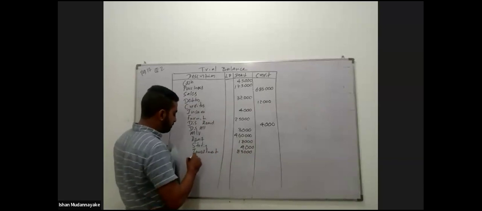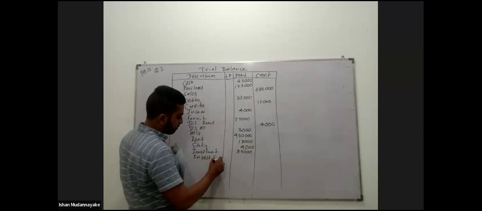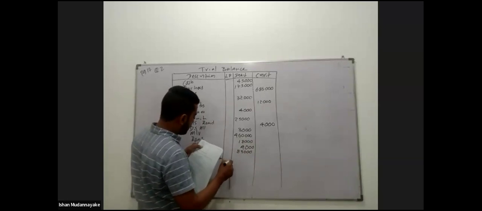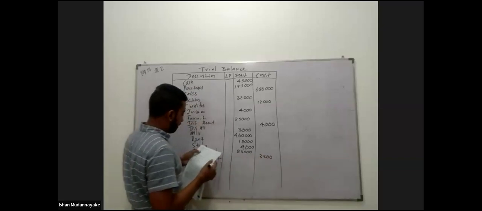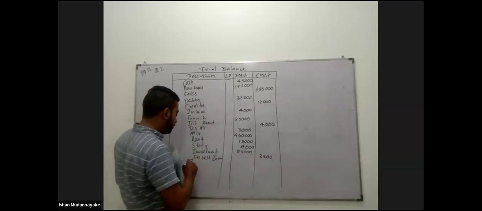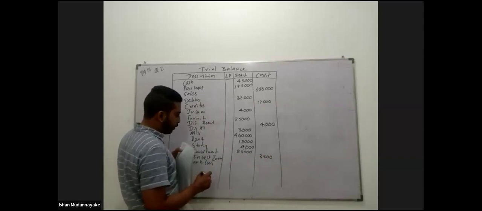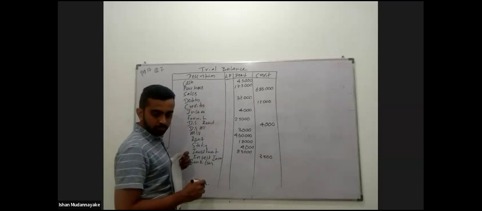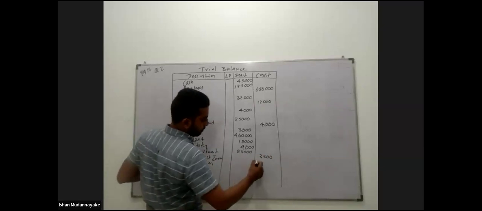Investment income, credit. Credit side 3,500. Bank loan. Debit or credit bank loan? Credit. Bank loan credit 7,000.